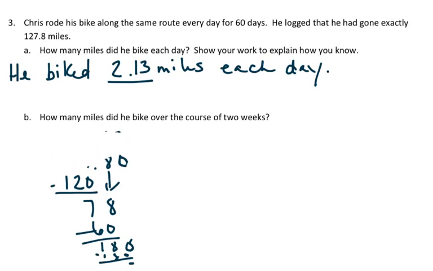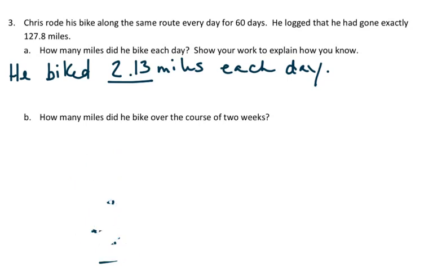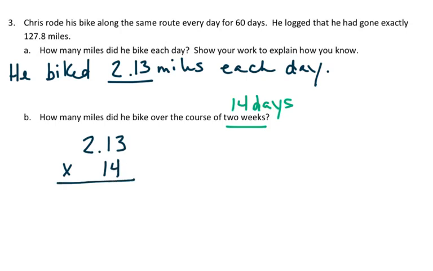So now part B says, how many miles did he bike over the course of 2 weeks? So the students need to know how many days are in 2 weeks. And that answer, of course, is 14 days. So I'll just write it above here, 14 days. So in one day, he biked 2 and 13/100 of a mile. So in 14 days, I'm going to have to take 2 decimal point 13, and I'm going to multiply that by 14 days, okay? So that's going to be the answer to he biked blank miles in 2 weeks, okay?